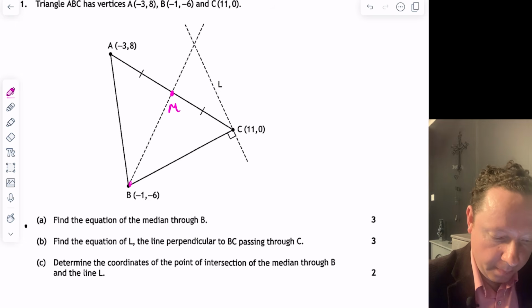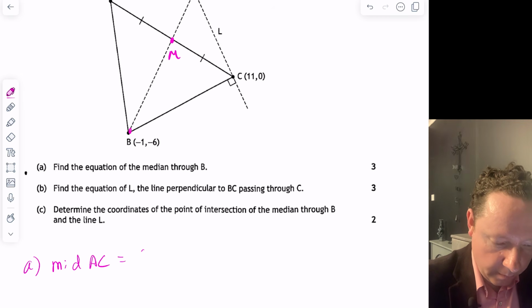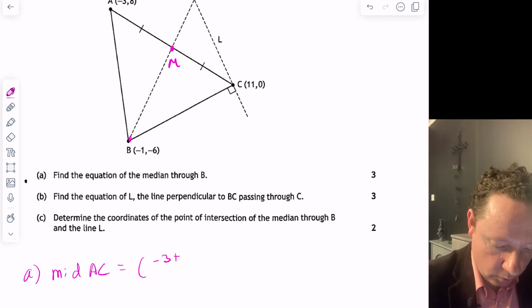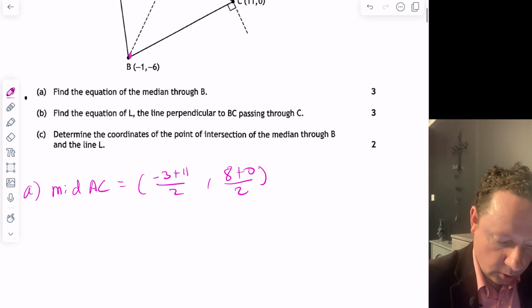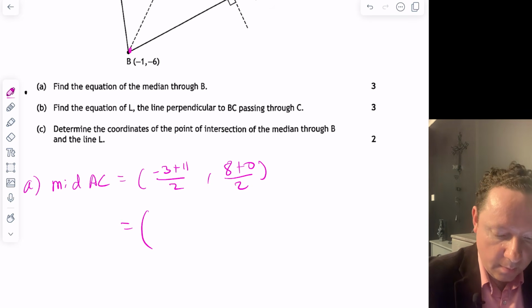Let's just call that M, a midpoint of A and C. So I need the mid of AC. So that's minus 3 plus 11 over 2, and it's 8 plus 0 over 2. So let's just work on that. Remember, use a calculator anytime you want. I might not use a calculator much in this paper, but it just depends.